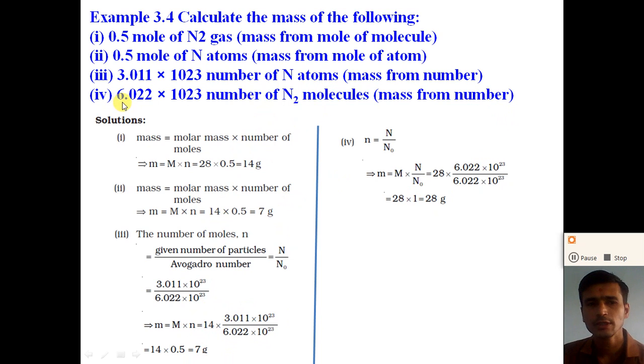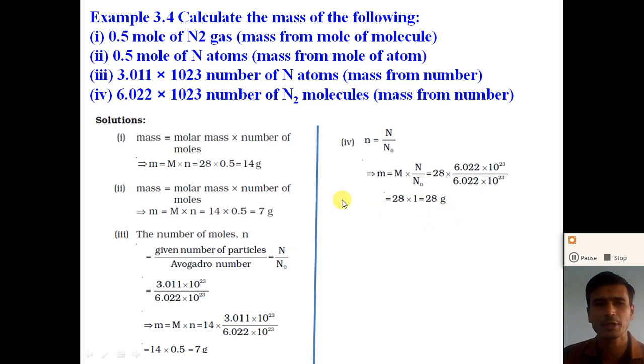Similarly, 6.022 into 10 raised to 23 number of N2 molecules, mass from the number of molecules. So first we calculate the moles from the number of molecules. How can we calculate the mole? Number of particles divided by Avogadro number. So here the number of molecules 6.022 into 10 raised to 23 divided by Avogadro number 6.022 into 10 raised to 23. It cancels out, and we get the mole 1. So mass m is equal to molar mass into the number of moles. Here the molar mass of N2 is 28 into number of moles 1. So we get 28 gram.